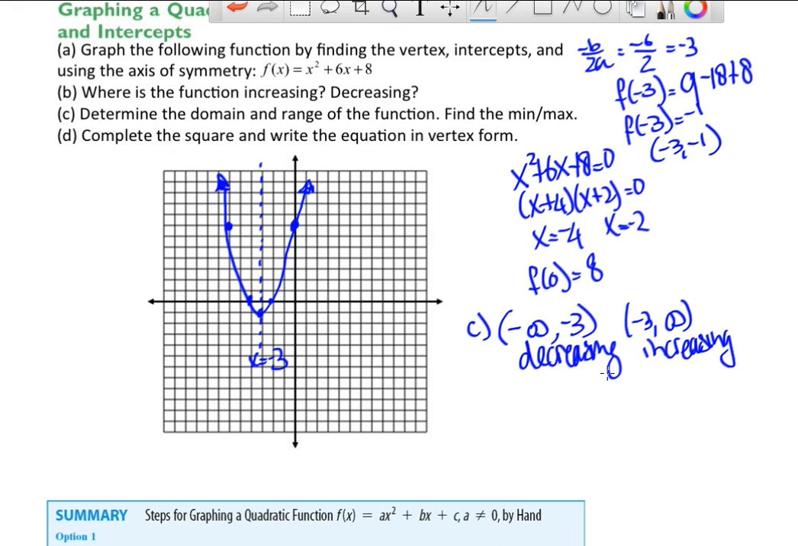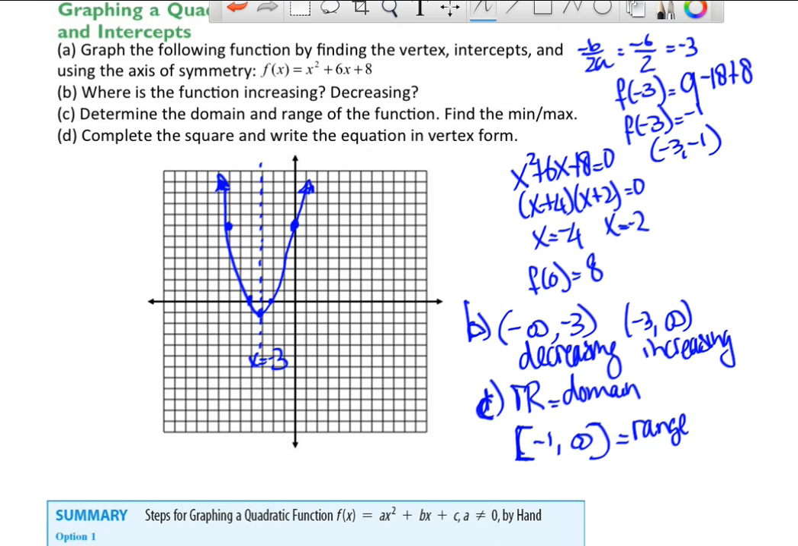What else? Determine the domain and range. Domain is all real numbers. So that's the domain. And the range, well, it starts at, need a square bracket, a y value of negative 1 and then goes up to infinity, which is a round bracket. So that's the range. Somehow I messed up my labels, okay, that should be B and that should be C.